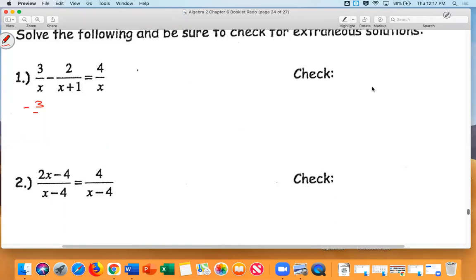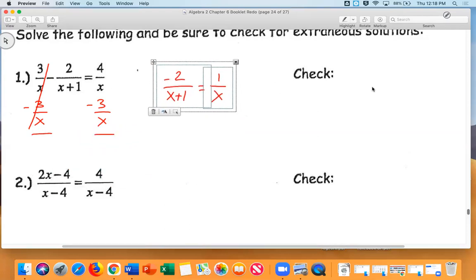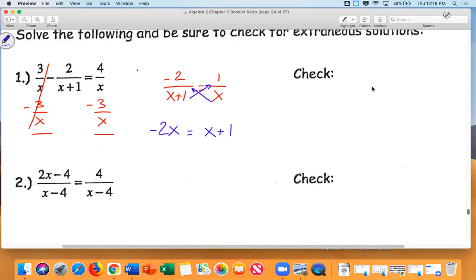So the first thing I'm going to do is move this to the other side. They cancel. I have negative 2 over x plus 1 equaling, well, I have 3 over x minus, or 4 over x minus 3 over x. It's just 1 over x. So that's what I have now. Chris, do you see that? That cleans things up a little bit. No common denominator. I don't have to multiply by x times x plus 1. So I'm going to cross multiply. I'm going to do x times negative 2. That's negative 2x. I'm going to do 1 times x plus 1.